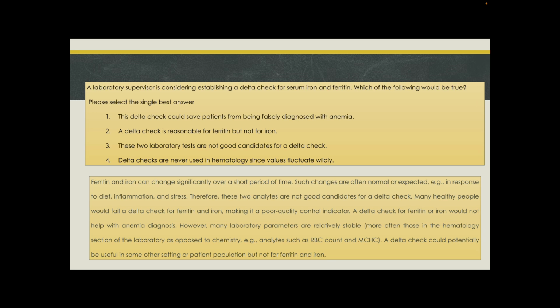However, many laboratory parameters are relatively stable, more often those in the hematology section of the laboratory as opposed to chemistry, e.g., analytes such as RBC count and MCHC. A delta check could potentially be useful in some other setting or patient population, but not for ferritin and iron.